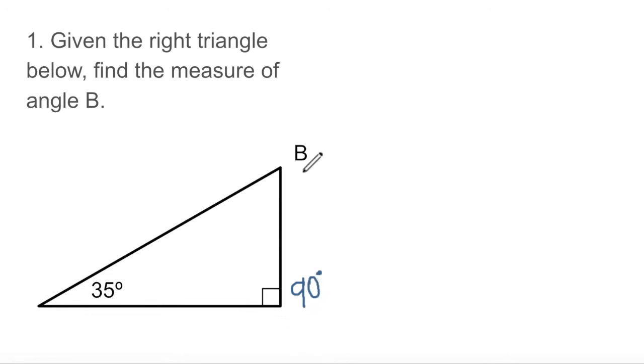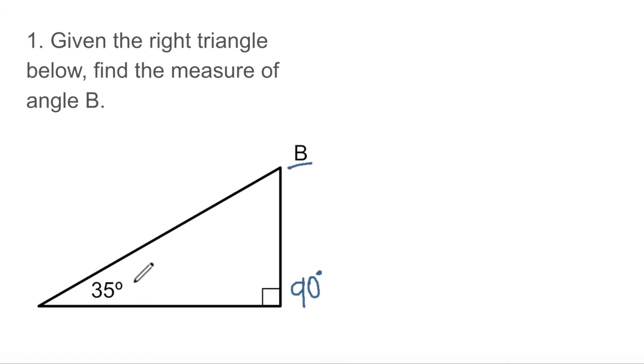The next thing we're going to notice is that the angles are denoted with uppercase letters, typically, for triangles. And sides are usually denoted with lowercase letters when there's a variable. So now, we know what these two angles measure, 35 and 90. All we have to do is find what angle B is.